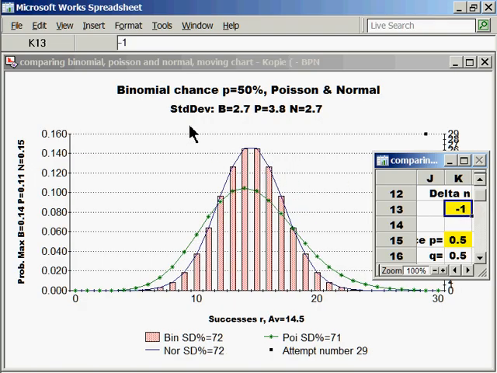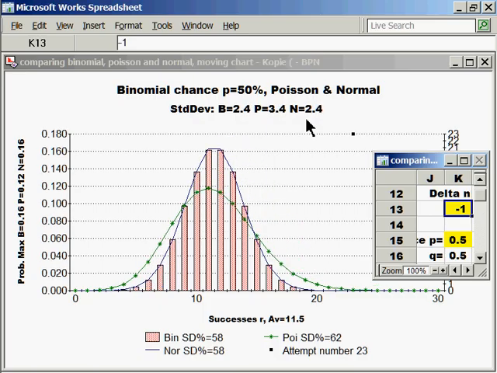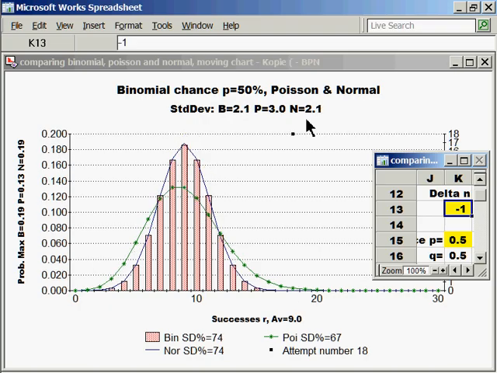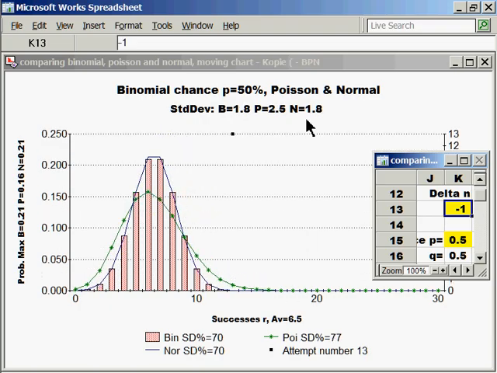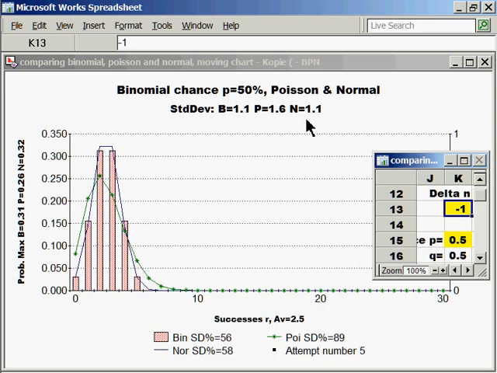Here's the standard deviations, or the spreads: the binomial, the Poisson, a bit wider as I said, and the normal distribution. Another word for which is the bell curve or the Gaussian curve. Probability is increasing as the number of attempts goes down, but the curves become, or the Poisson becomes, less symmetrical.